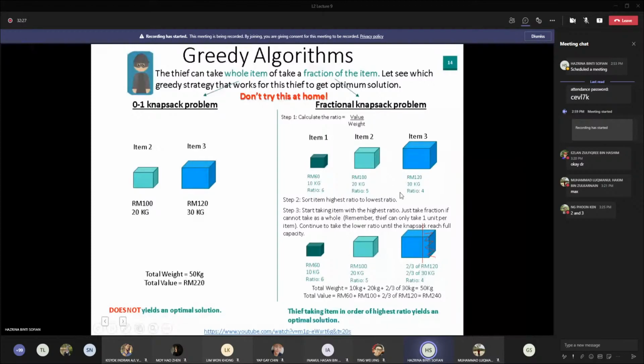Okay. So this is how greedy works. Right now, is it a maximization problem or a minimization problem? Maximization. Yes. All right, thank you.